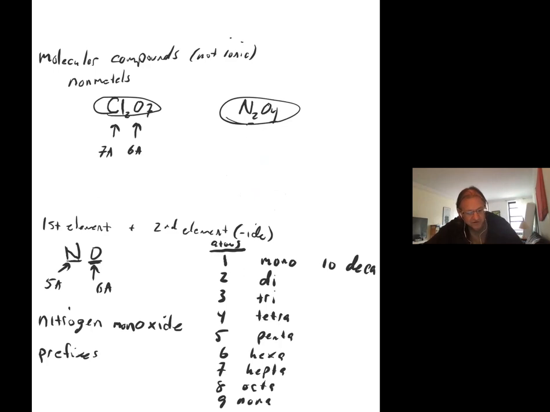Okay, when do we use this system? When you've got 2 nonmetals, on the right side of the periodic table. Okay, so here we go. We've got chlorine. So what you do, this is how I do it. I say, oh, I've got chlorine.